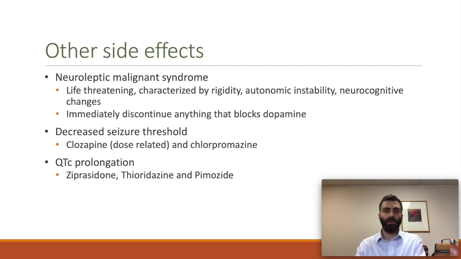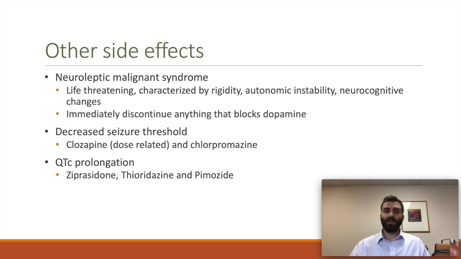Some other side effects: neuroleptic malignant syndrome. This is characterized by really high fevers, rigidity, autonomic instability, neurocognitive changes. This is a really severe emergent side effect of antipsychotics that has to be treated right away with dantrolene and other skeletal muscle relaxants. And again, it's a medical emergency. Immediately discontinue anything that blocks dopamine. So not just antipsychotics, but sometimes antiemetics or other agents that can block dopamine. You have to get rid of all of those right away.